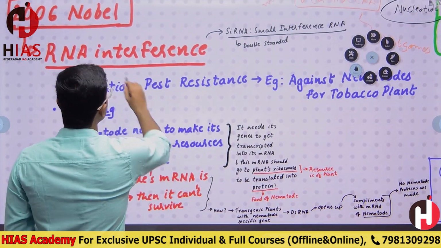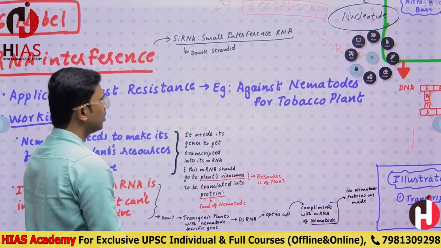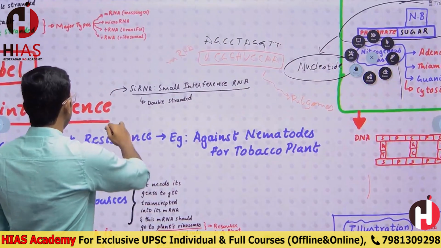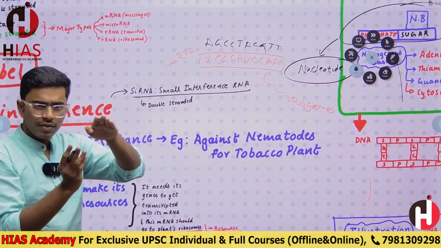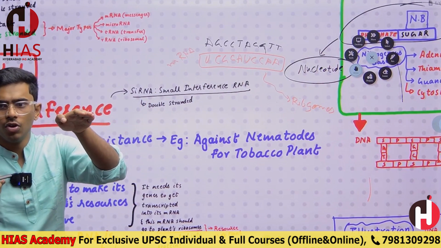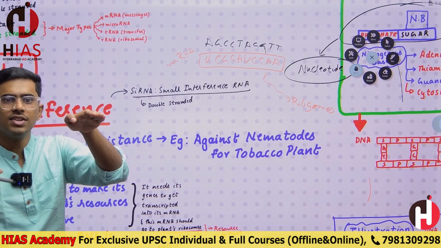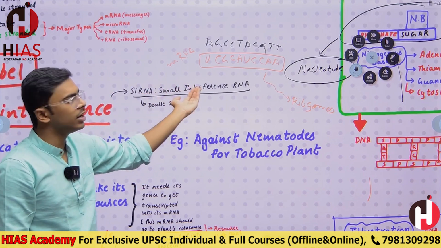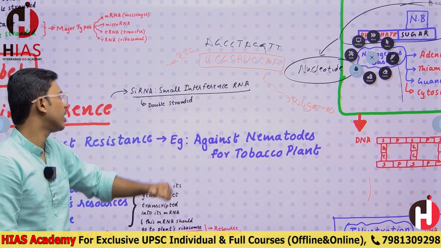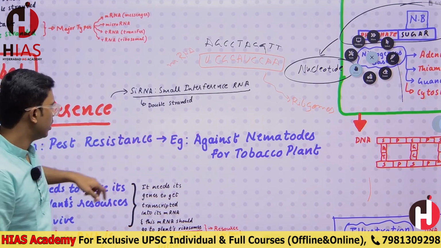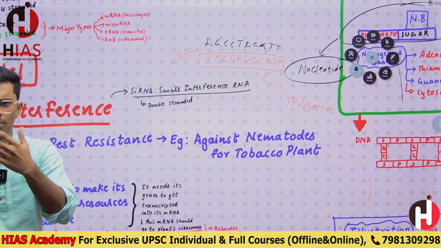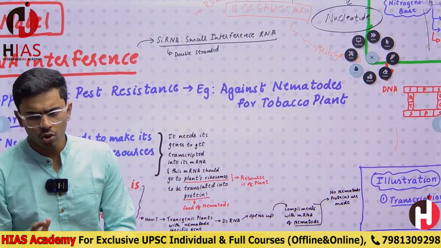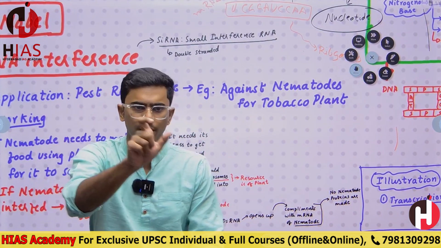So see, the application of RNA interference technology is pest resistance against nematode for tobacco plants. They call this complementary RNA, which we are making using the transgenic plant, complementary to the mRNA of nematode, siRNA, small interference RNA. They call it small interference RNA, and it is double stranded, right? Anyway, don't get into technical details because you don't have to become a biotechnologist. You have to just clear the exam. All right. So how does UPSC ask? I told you in the first class only, UPSC only focuses on what is the application of this particular technology.